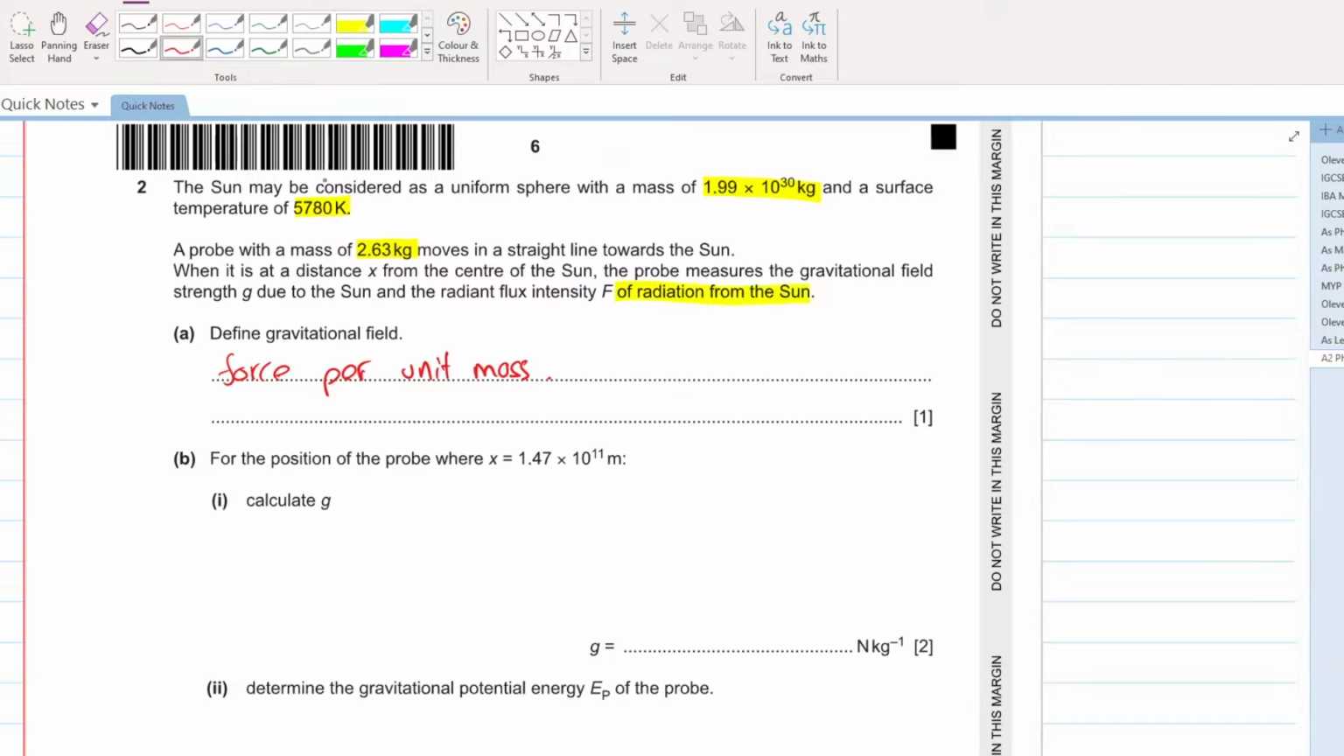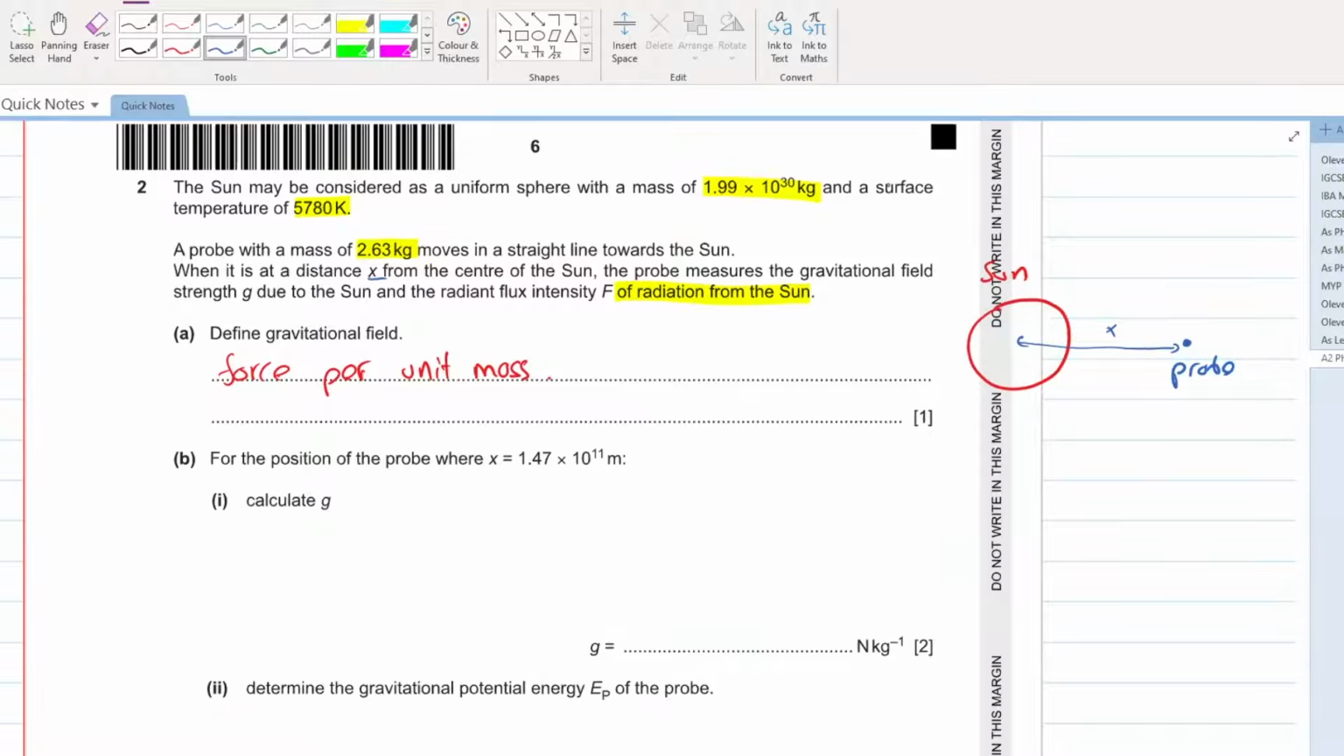Perfect. So basically, let's say this is the sun. Let's say this is your sun. And let's say this is your probe at a random distance, distance given है, distance of x. The distance between the sun and the probe is x. Perfect. This probe measures the radiant flux intensity as well and gravitational field strength as well. कुछ इस तरह से system बना हुआ है हमारा.